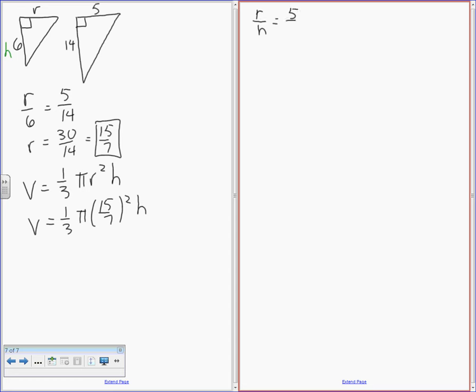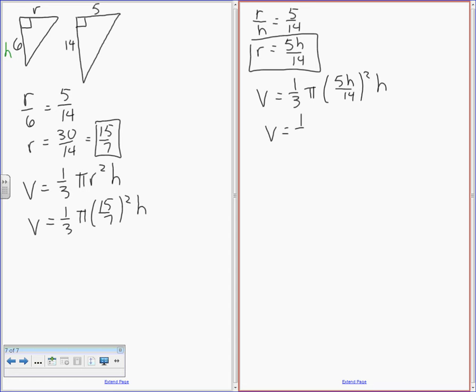So we're going to be solving for dv over dt. r is going to be 5h over 14. Then v is going to be 1/3 pi (5h over 14) squared times h. So v is going to be 1/3 pi of 25h cubed over 196. Hopefully this will work too and give the same thing. Is that what you're talking about, Evan?